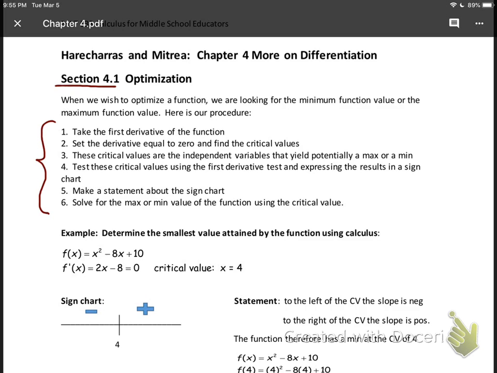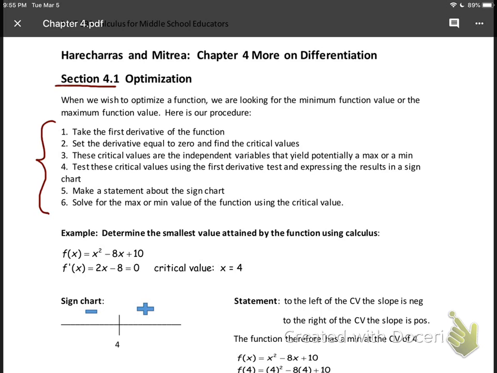So the first thing you're going to do is you take your function and you take the first derivative of the function. You then set the derivative equal to 0, and the x's you find will be the critical values. So those will be the x values that potentially have a max or a min. It could also have a shelf, but we'll talk about that later. Third step, these critical values are the independent variables, as I said, that yield possibly a max or a min.